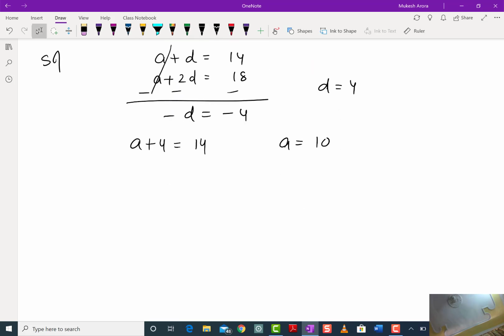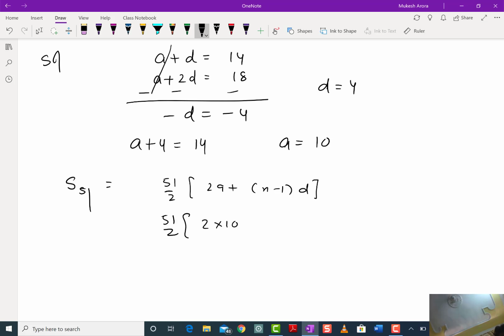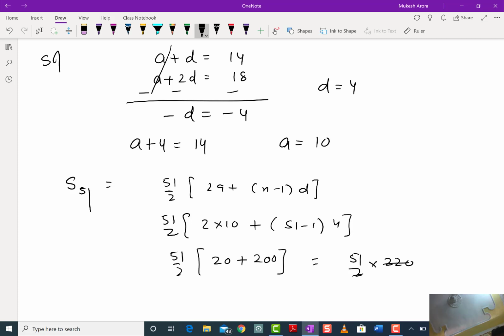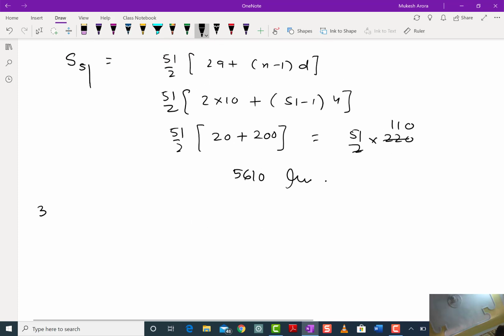Now you have to find S51, 51 by 2 into 2a plus n minus 1 d. 51 by 2 into 2 into 10 plus 51 minus 1, and d is 4. 51 by 2 into 20 plus 200. So 51 by 2 into 220 is 110. So 110 into 51 is equal to 5610. That is our answer.